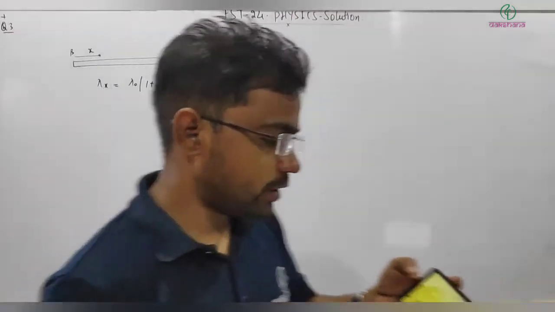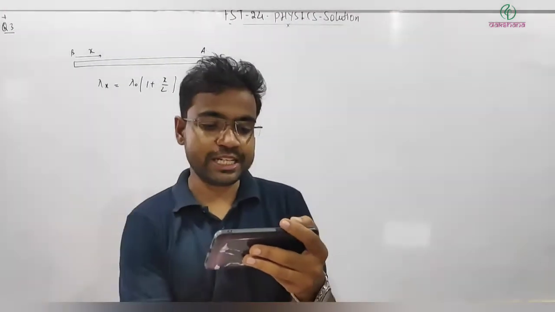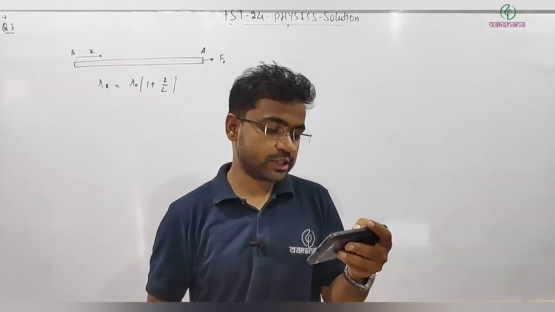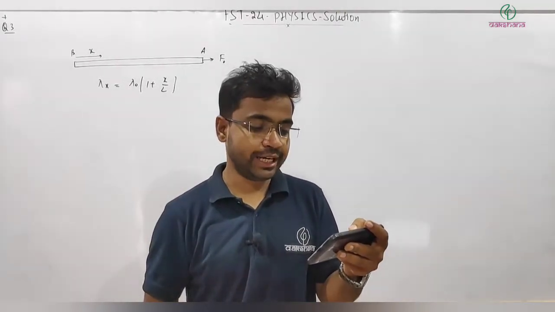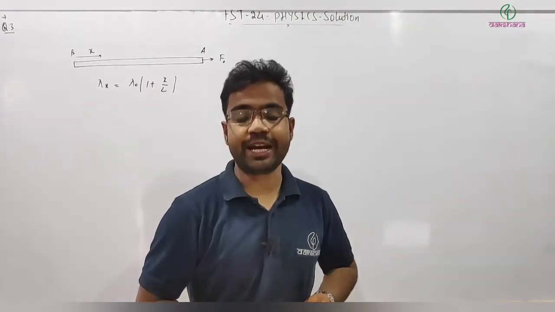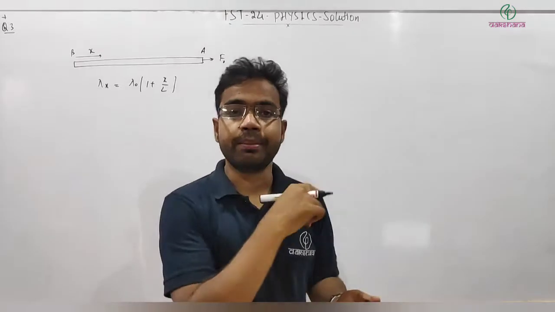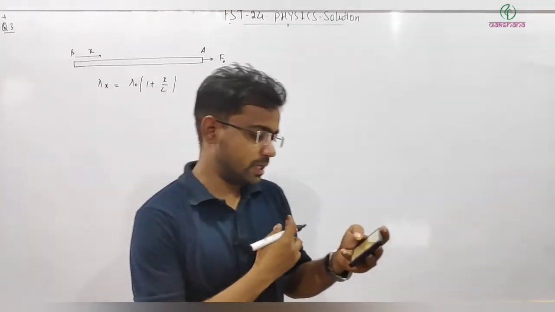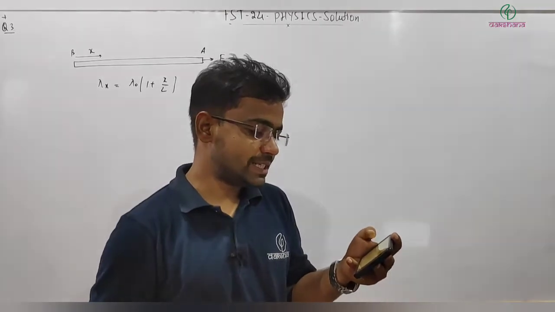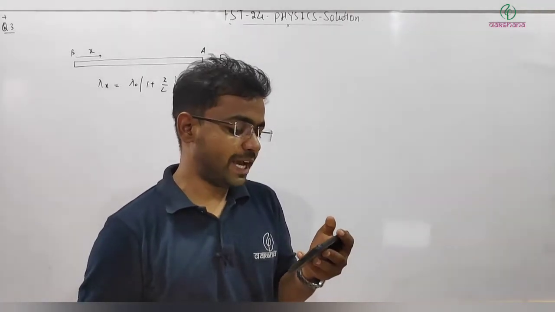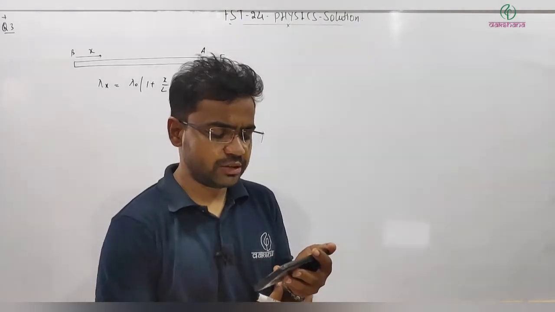A non-uniform rope of length capital L is placed on the ground, and the rope is pulled by constant force F0 as shown in the diagram. There is no friction anywhere. Linear mass density of the rope is given by lambda x, which is also not constant. It is varying as lambda x equals lambda naught into bracket 1 plus x by L. Capital L, x is measured from end B. If the tension at a distance x from B is Tx, total mass of the rope is m, and acceleration of the rope is a0, then choose the correct option.